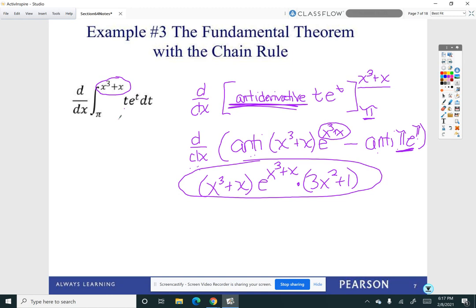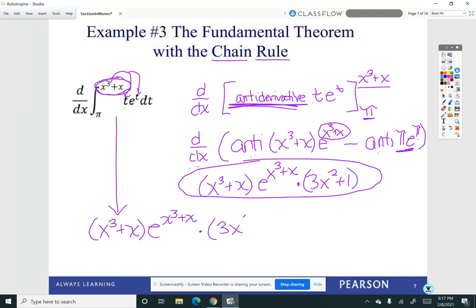So we want the shortcut of how to do this, how to get straight to the answer. Well, we still start by substituting that x cubed plus x in for the t's. We'll get that x cubed plus x, e to the x cubed plus x. And so in terms of the chain rule, that's like taking the derivative of the outside function. That's our outside function. But then I multiply by, because this upper limit isn't just an x, the derivative of that upper limit, which is 3x squared plus 1. And notice that's the same thing we got when we did it the long and convoluted way. Okay?